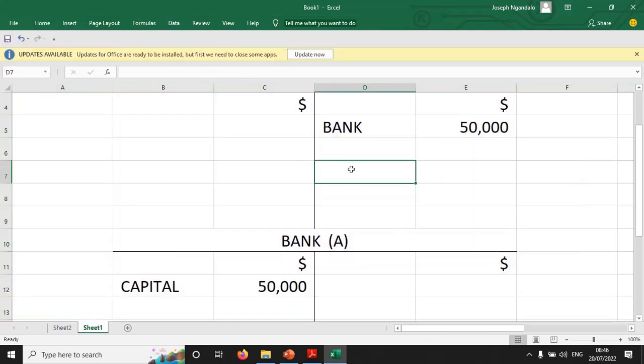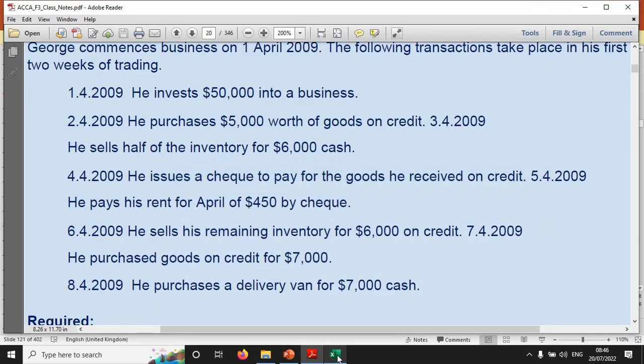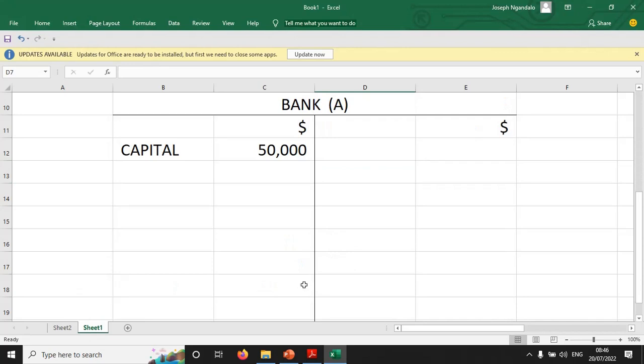Can I proceed? Okay, what's the next transaction? Purchase 5,000 worth of goods on credit. Can you see that? We call that a credit purchase.